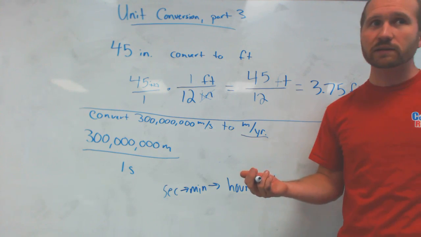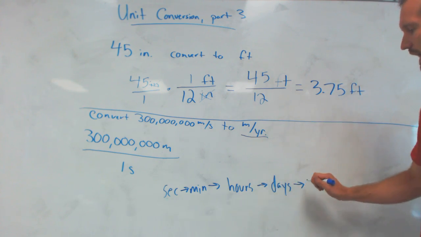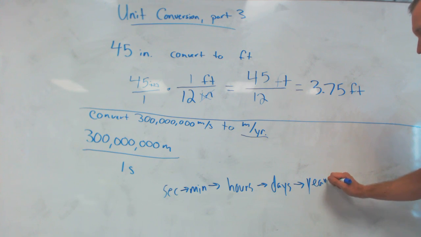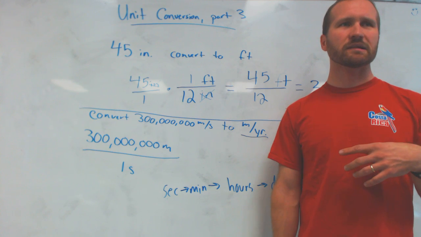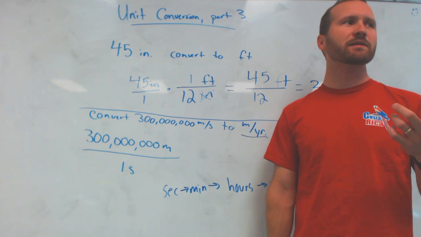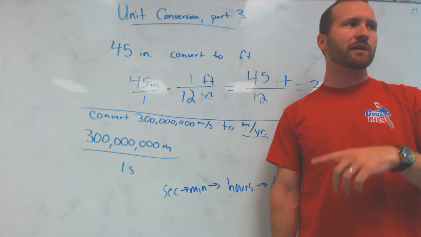You could go to weeks, or you could just go to years. It's actually easier to just go to years. Because how many weeks are in a year? 52, yeah. Okay, so some of you know it's about 52. How many days are in a year, though?